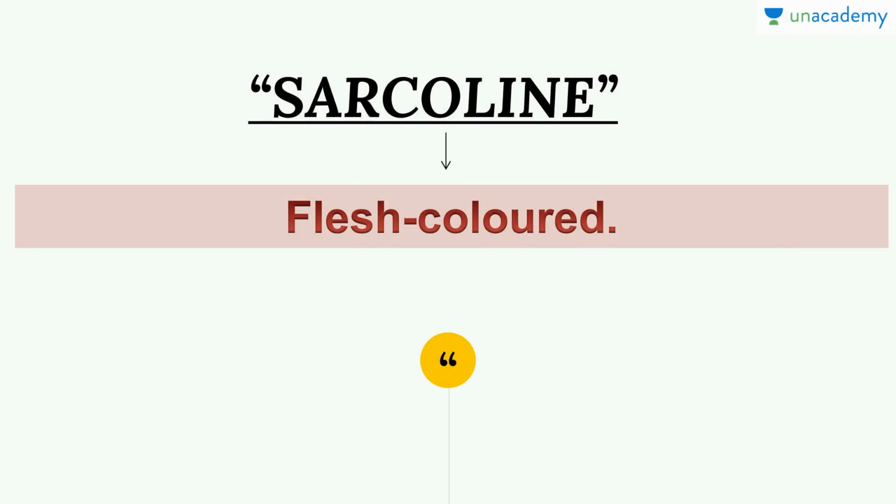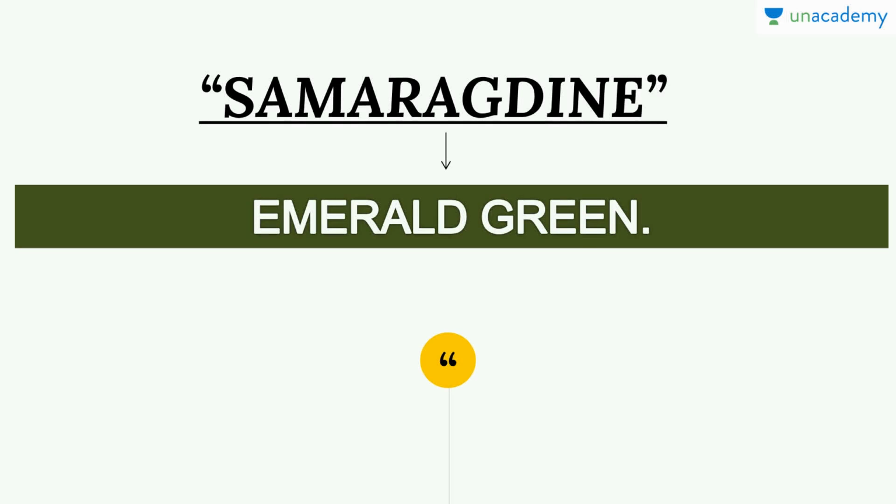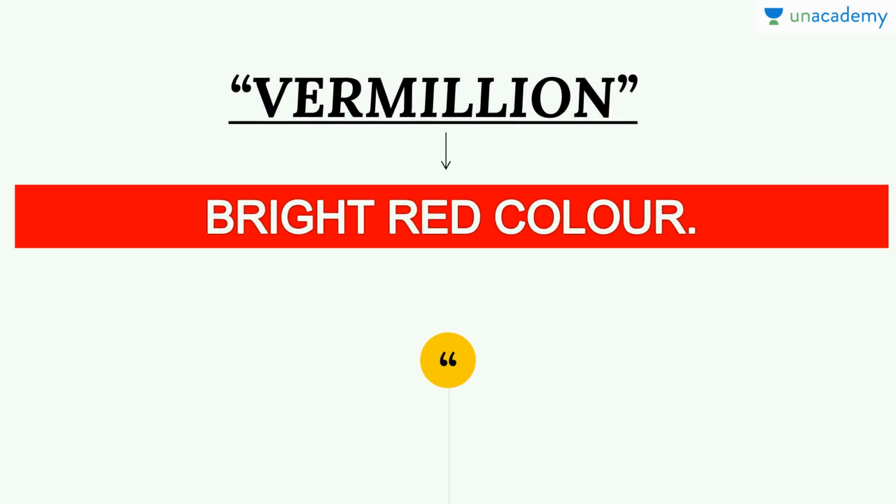The next one is saccharine. Now saccharine is the word for fresh colored thing. So something that is fresh colored can be called saccharine. Now the next word is samaragdine, which is the word for emerald color, right? So emerald color is this, and you can also call it samaragdine. The next word is vermilion, which is again for bright red color, right? So for bright red color you can also say vermilion.